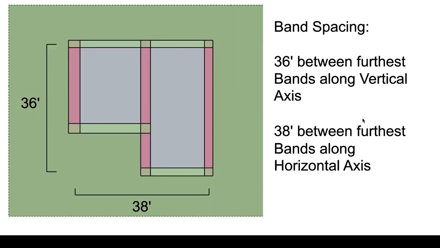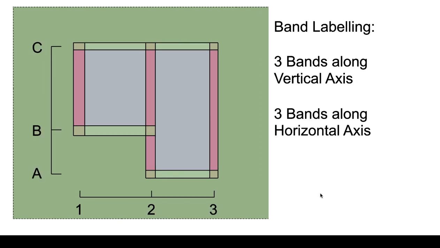To understand our band spacing, we need to understand the furthest distance between the bands in each orthogonal direction, the furthest distance between the end bands in each orthogonal direction. So here along the vertical axes, we have 36 feet between our furthest bands, and along the horizontal axes, we have 38 feet. Once we know that dimension and how many bands we have, we can start to identify our bands. So here we know we have 3 bands along the vertical axes and 3 bands along the horizontal axes. Once we have this information, we can jump over into the calculator and start inputting some of it.